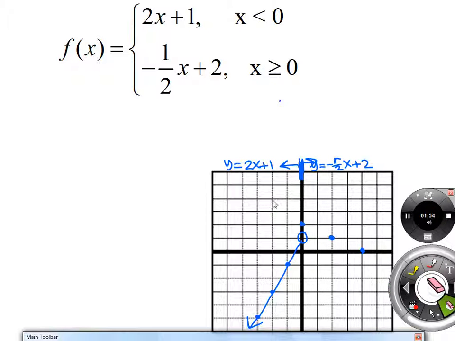So I would go ahead and erase any points on the left side of the boundary point I see here. Because it can be equal to, I'm going to keep that as a closed point and go ahead and graph the other portion of our line. And that would be our piecewise function graph for this equation.